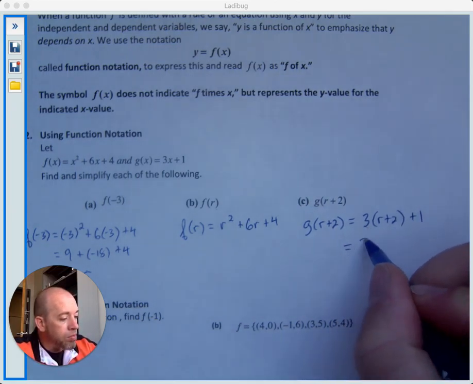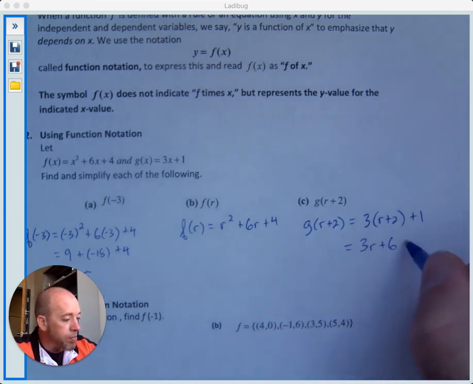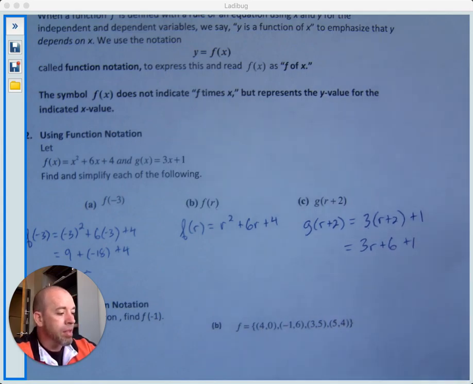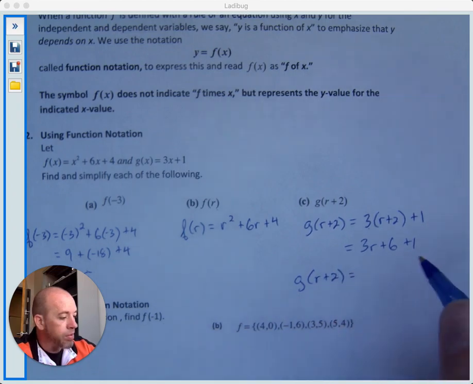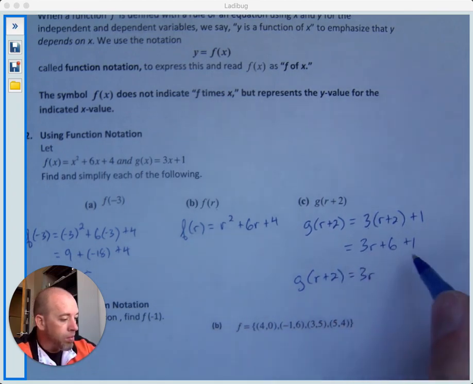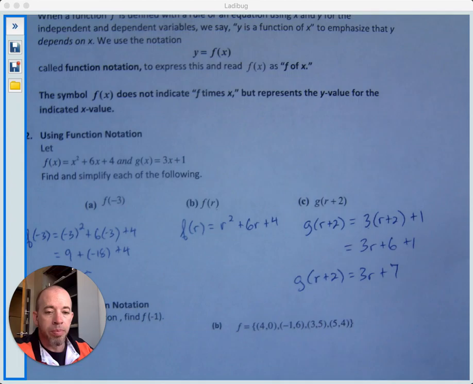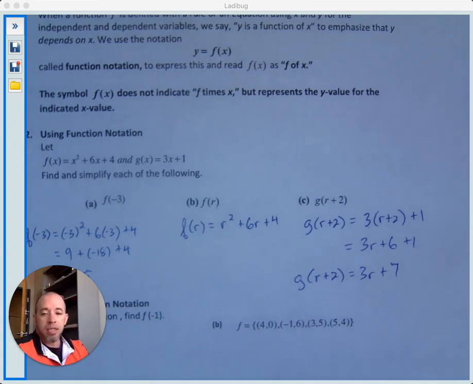Distribute the 3, we get 3r plus 6, and then we still have the plus 1 out here. And so g of r plus 2 is equal to 3r, and 6 plus 1 is 7, so 3r plus 7. All right, so that's just evaluating functions using function notation.